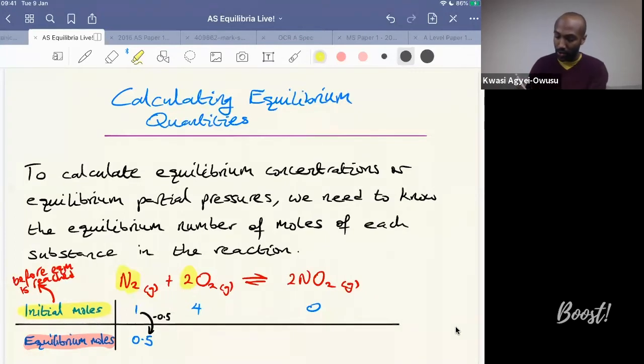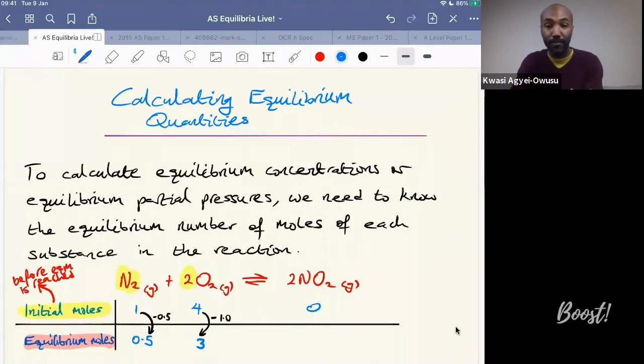So using that molar ratio, we know that our oxygen, we're going to use up 1 mole of it. So 4 minus 1 is going to leave us with 3 moles of oxygen. If we keep to the same color scheme, we've got 3 moles of oxygen left. So that's the equilibrium number of moles of oxygen. We're not quite finished yet because we also need to calculate the equilibrium number of moles of the product.